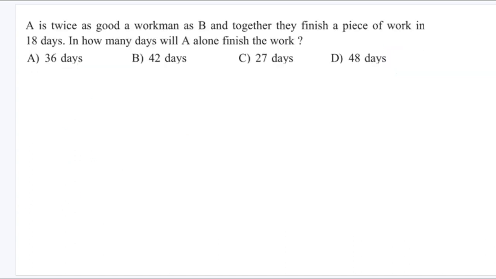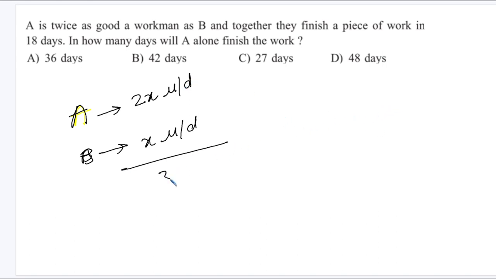Okay, let's try one more. This is another example, a different question in which the speed is different. It says A is twice as good a workman as B. That means, let's assume the speed of B. If the speed of B is x units per day, the speed of A must be double, that means 2x units per day. Together, their combined speed should come out to be 3x units per day.